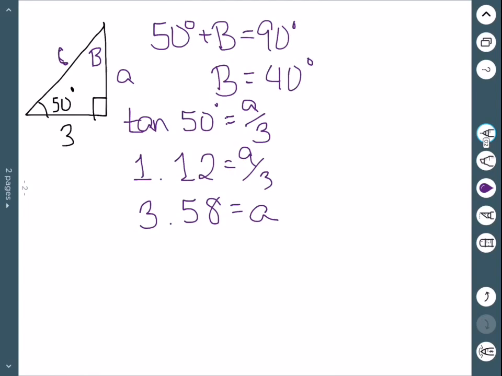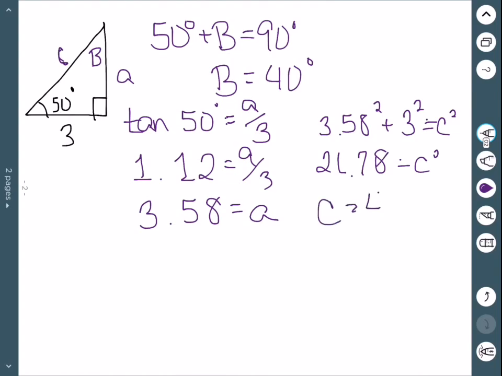Now that we have that, we can find c using the fact that a squared plus b squared will be equal to c squared. So we can square this side we just found, plus 9 gives us approximately 21.78 equal to c squared. And then take the square root of that to get that c is going to be approximately 4.67. And now I have all three angles and all three sides.